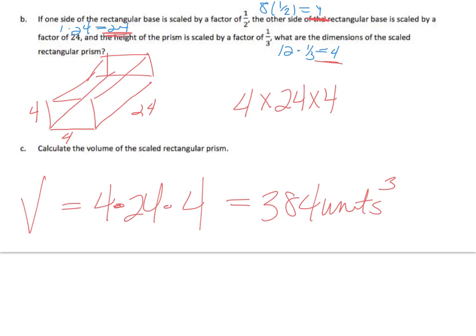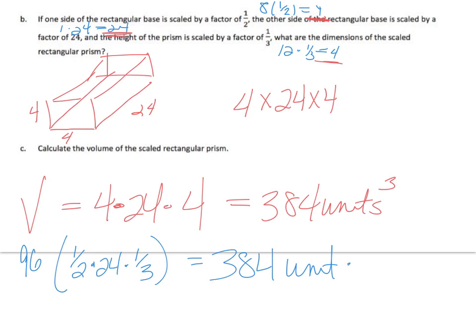Cool. Now my original volume was 96. And then if I multiply it by my scale factors, which is 1/2, 24, and 1/3, what do I get? 96 times 1/2 times 24 times 1/3. 384. It's magic, right? Not really.